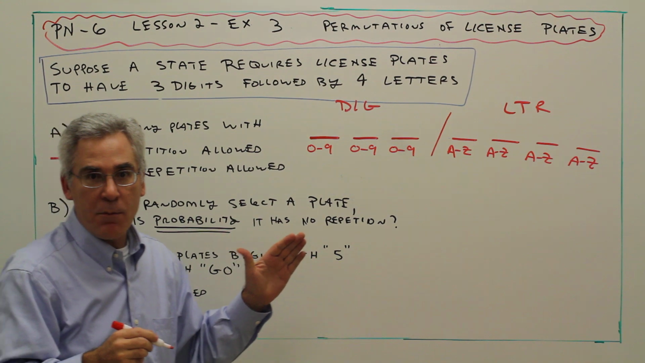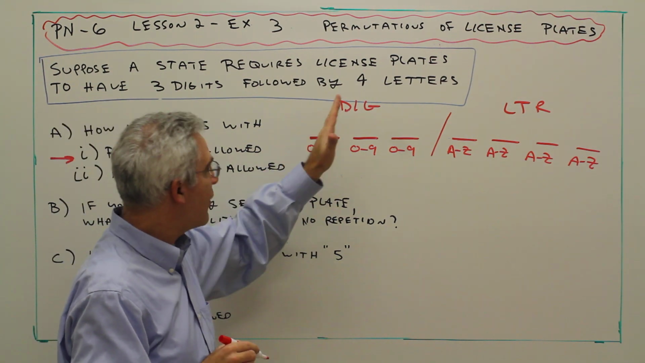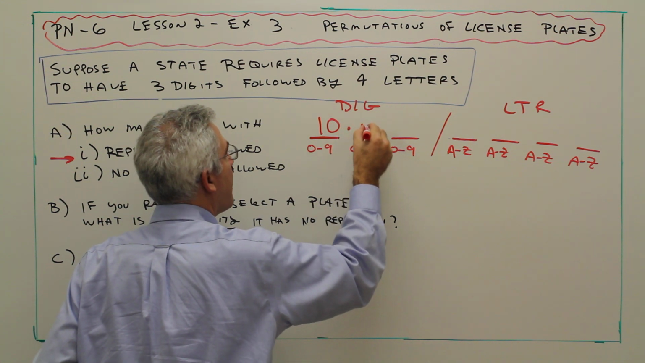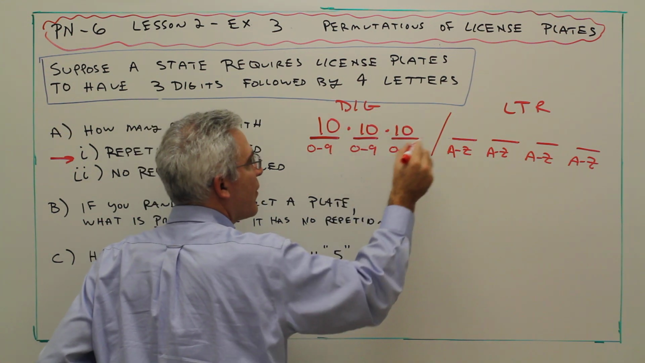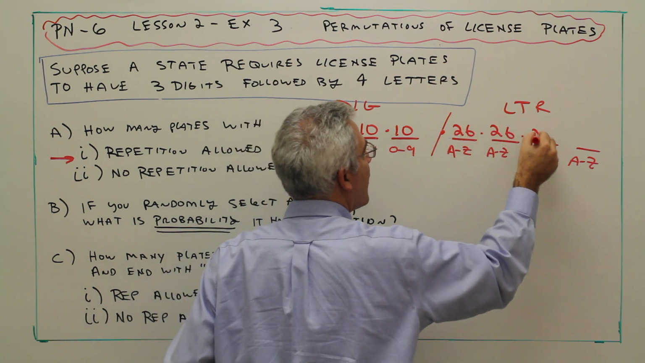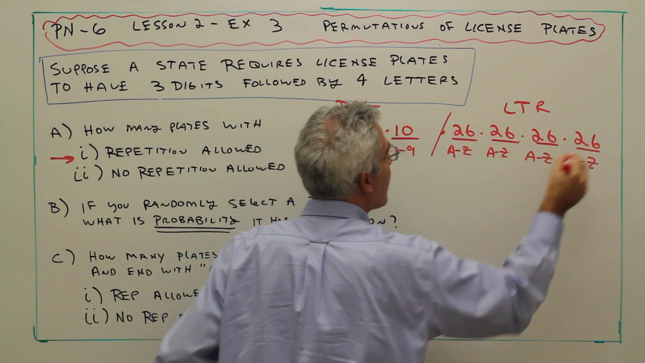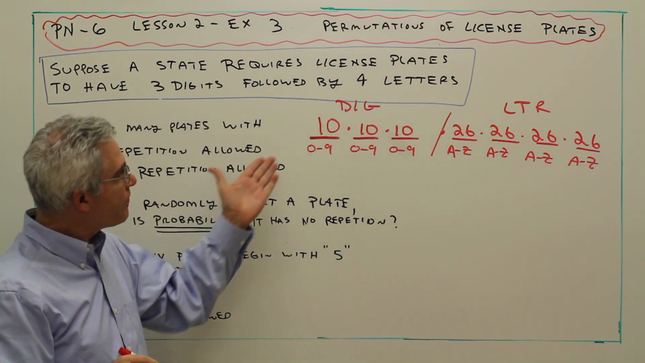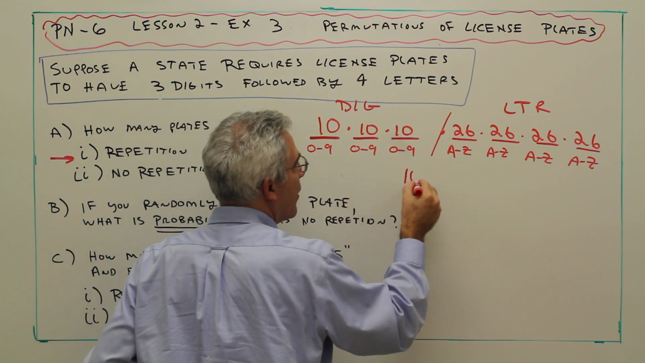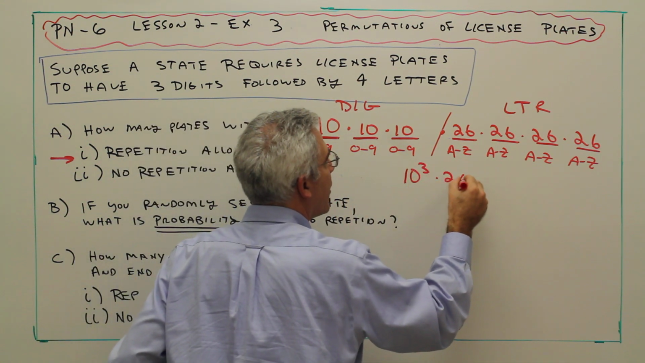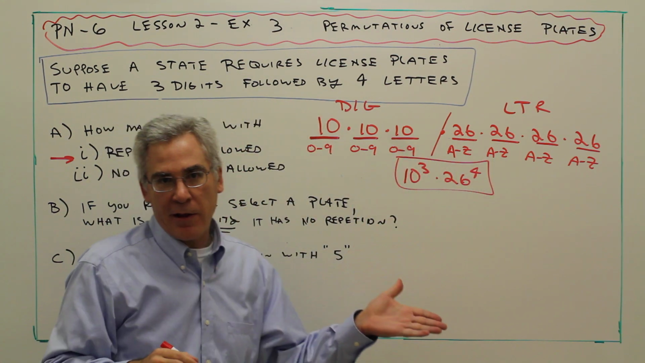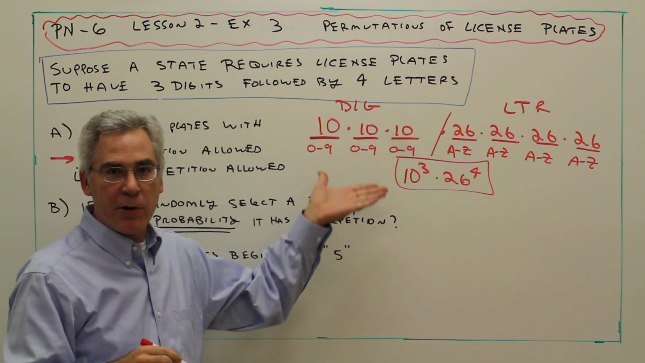And we'll use the multiplication rule, the number of ways of doing this times this times this. So I've got 10 times 10 times 10 times 26 times 26 times 26 times 26. If we were doing it without a calculator, I would simply state 10 cubed times 26 to the 4th. You could work it out with a calculator, but for this purpose for the video, I'll just leave it like that.